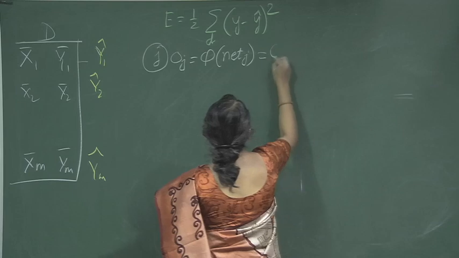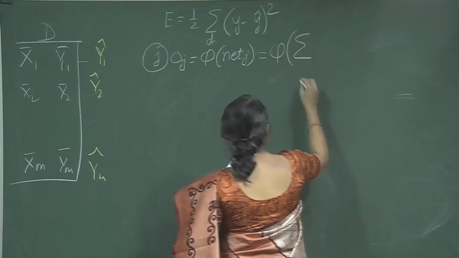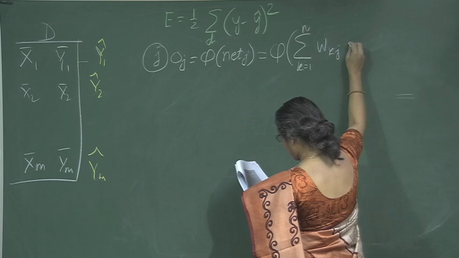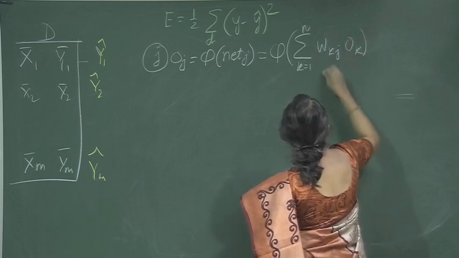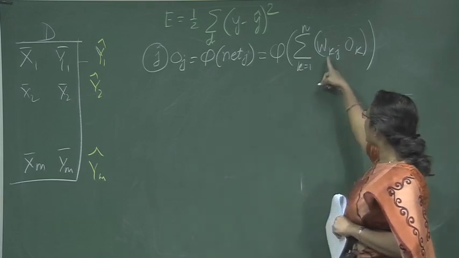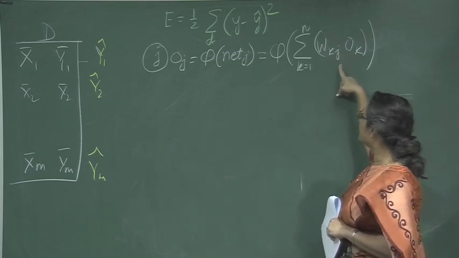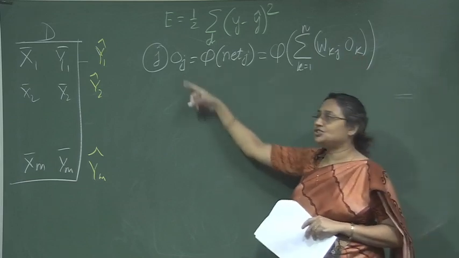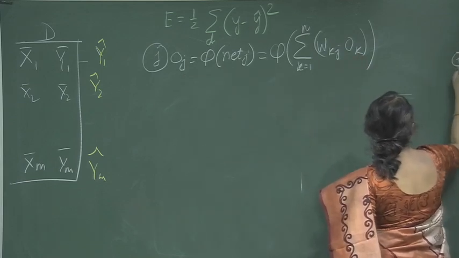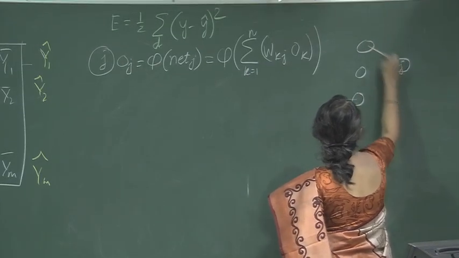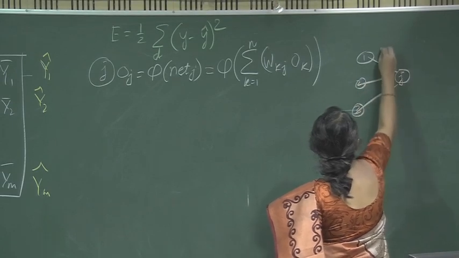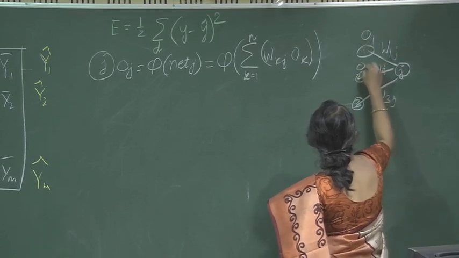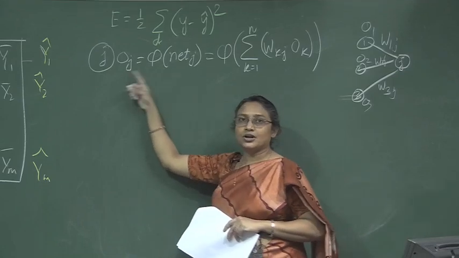So, this is equal to phi of sigma k equal to 1 to n, where k ranges over all the inputs, wkj ok. So, wkj is the weight from the unit k to this unit j, and ok is the output of unit k. So, output of unit k is an input to unit j. So, suppose this is a node which is j, and this has these three inputs 1, 2, 3. So, this is W1j, this is W2j, this is W3j, and the outputs are here O1, O2, O3. So, this is the output computed at unit j.